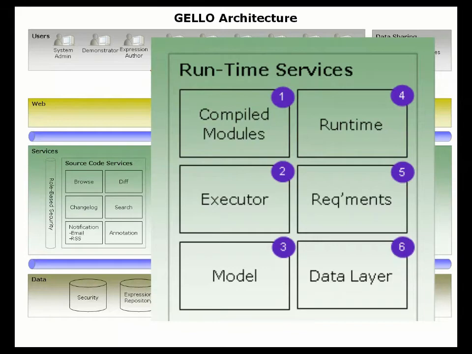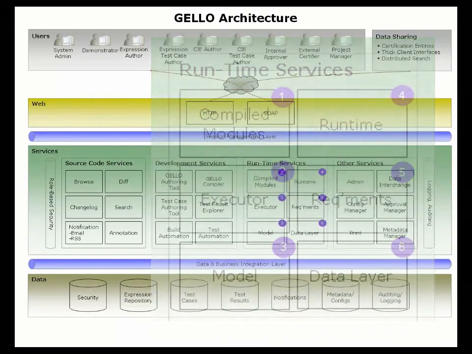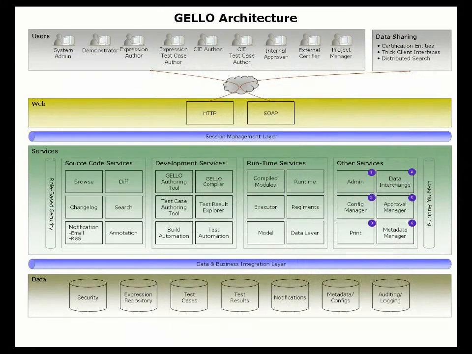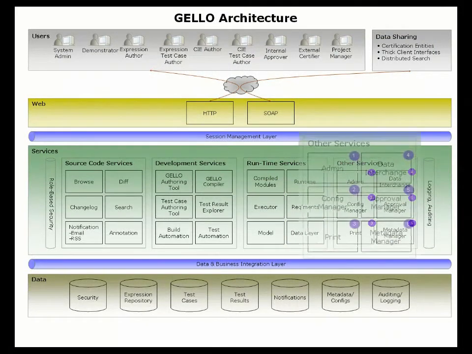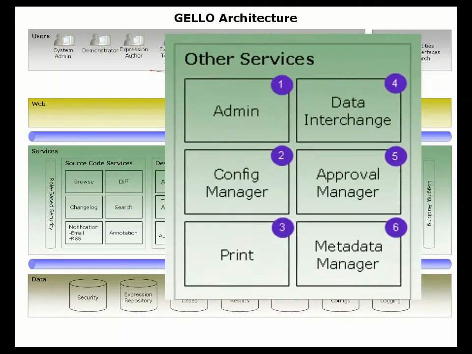And finally, the data layer, which is the subsystem designed to populate the model at runtime with the appropriate subset of an EHR necessary to evaluate a selection of GELLO expressions. There are several other miscellaneous services that are part of the authoring tool. These services provide support for account administration, configuration management, printing, data interchange, product status and approval state management, and metadata management.